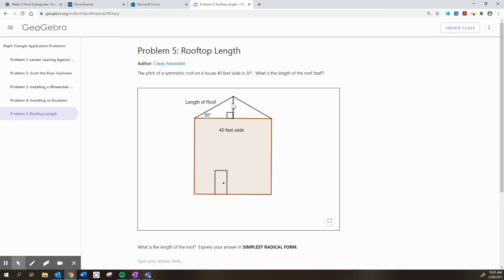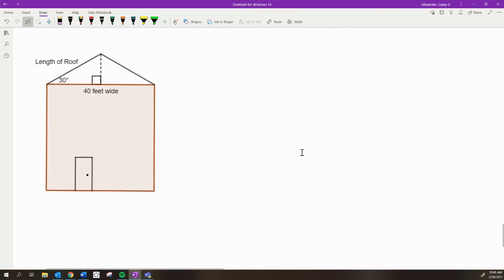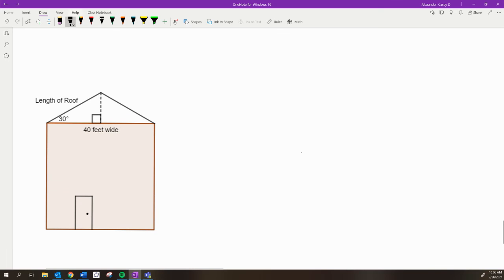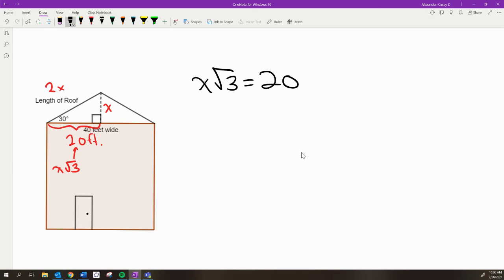And because it's symmetric, we have a 90-degree angle. So we end up with another special right triangle, a 30, 60, 90 in this case. So the difficulty here is to realize that if this is symmetrical, then this part is 20 feet. And in a 30, 60, 90, we call the short side x, the long side that we're looking for 2x, but the side that we know is 20 is x root 3. Okay, so now I'm going to solve this one just like I solved the last one by writing an equation. X root 3 equals 20, because it's half of 40.